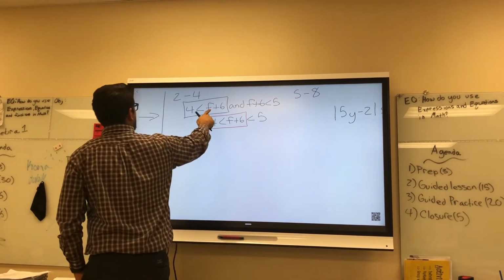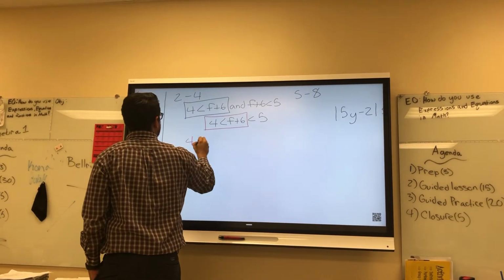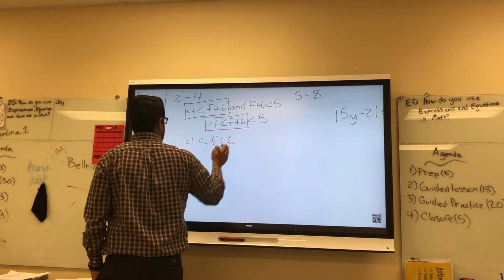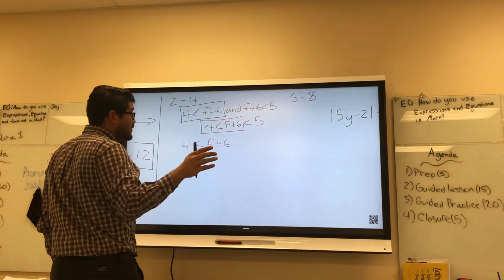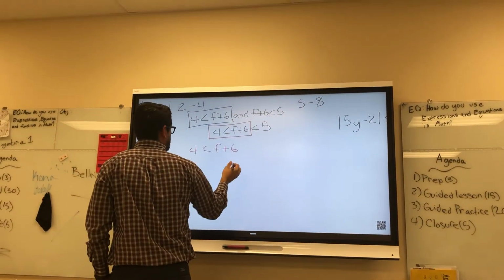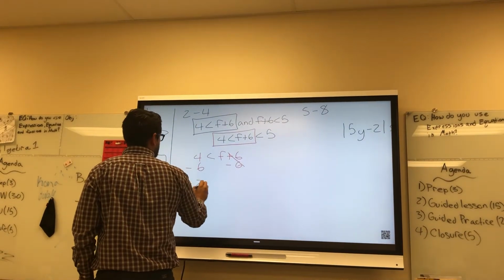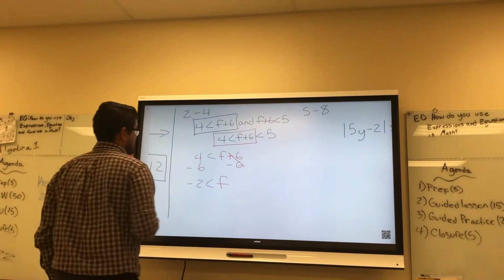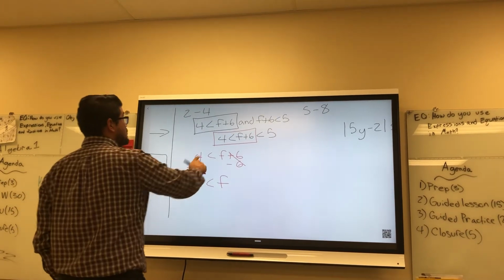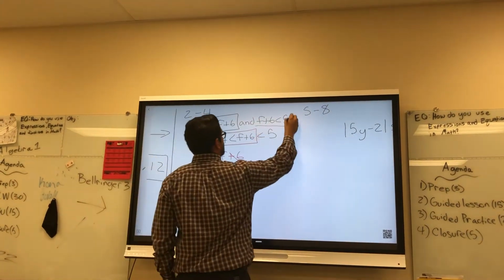Okay? So you're going to be going 4 is less than f plus 6. Remember, your goal is to leave the variable by itself. So I'm going to subtract 6 from both sides. Subtract 6, subtract 6. This comes out to negative 2 is less than f. And that's that part.